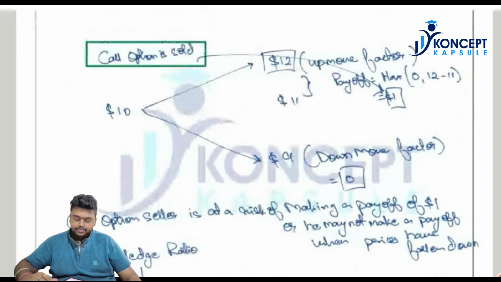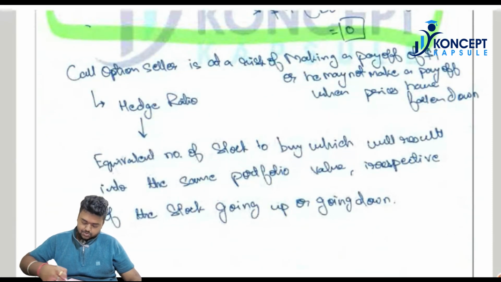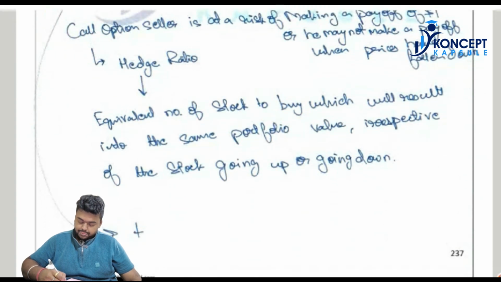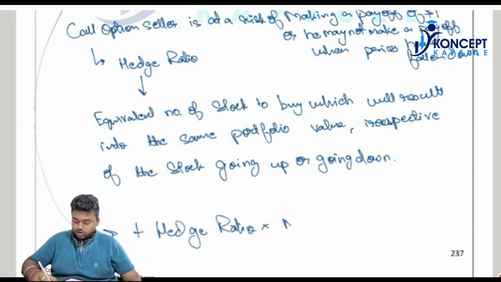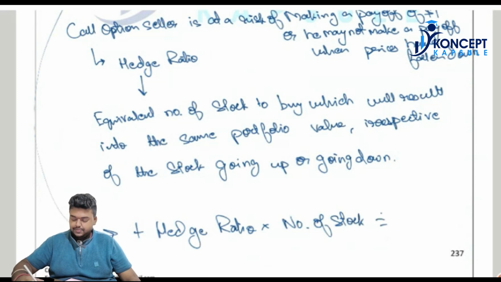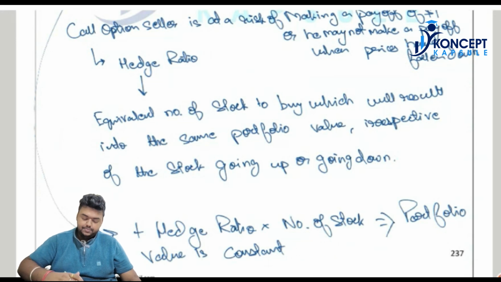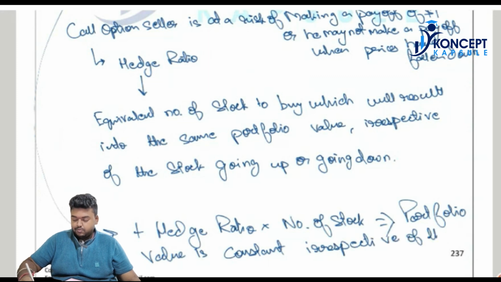Are we clear? So basically, in this entire transaction, if I add hedge ratio into number of stocks, the resultant will be such that the portfolio value is constant irrespective of the movement of stock price.